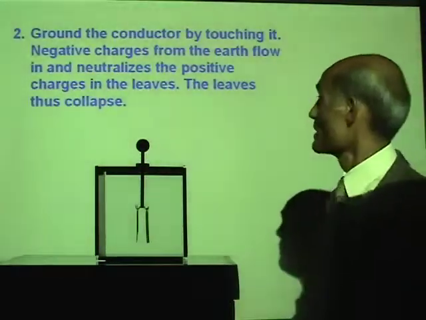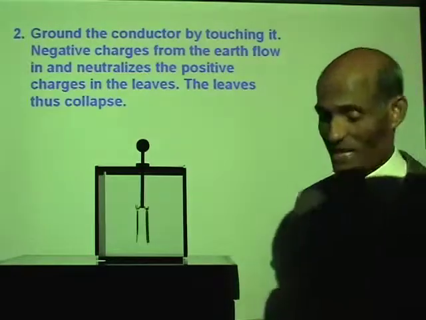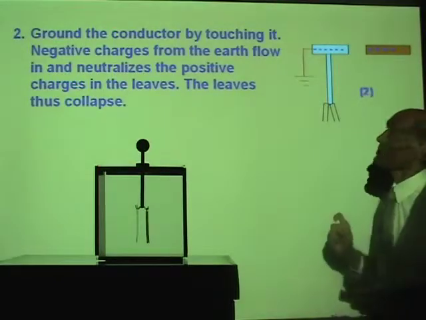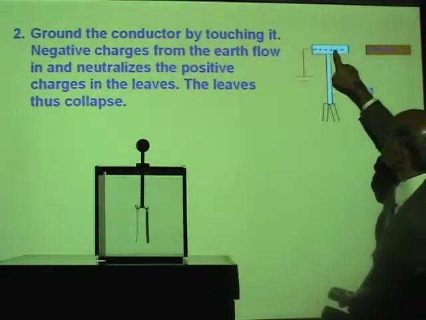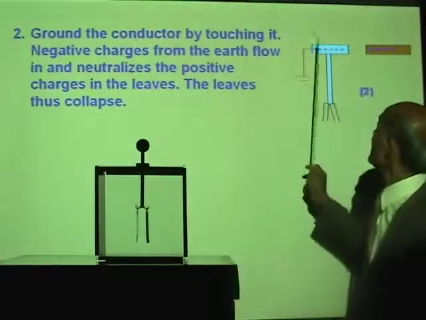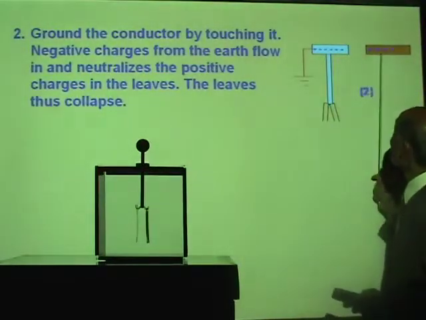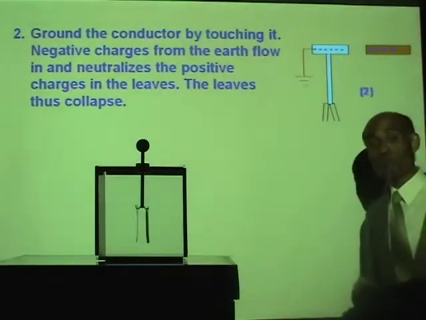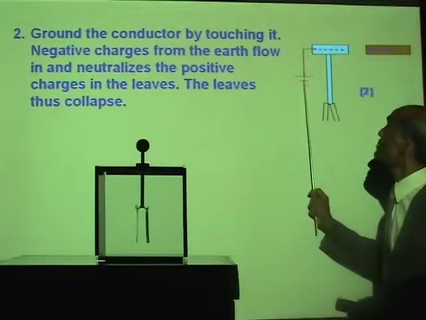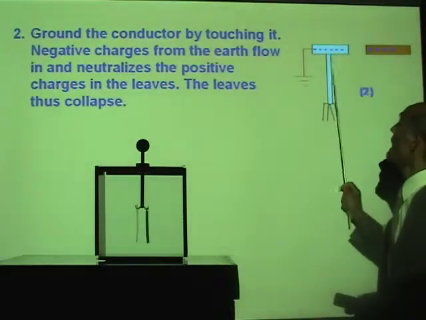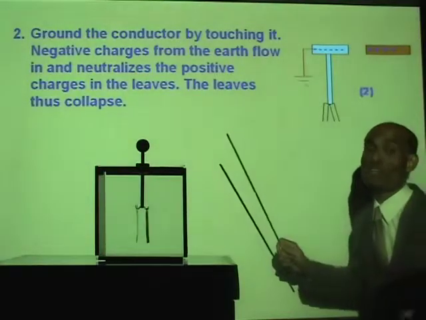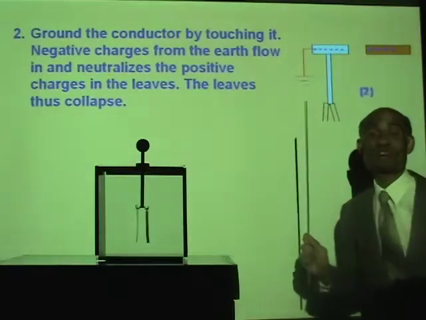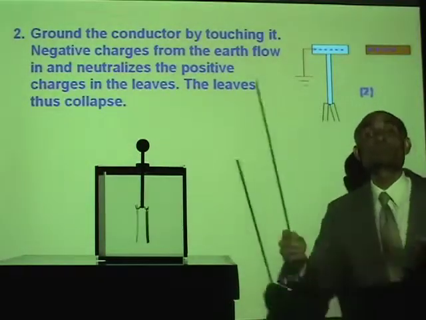What is the second step? Ground the conductor by touching it. Now tell me what happens when you ground the conductor. Well, you notice that these negative charges are held here by these positive charges, and they will not go to the ground. So, what happens is, negative charges from the ground will come up, and those extra charges coming from the ground will come and neutralize the excess positive charge on the leaves. The leaves will then collapse.